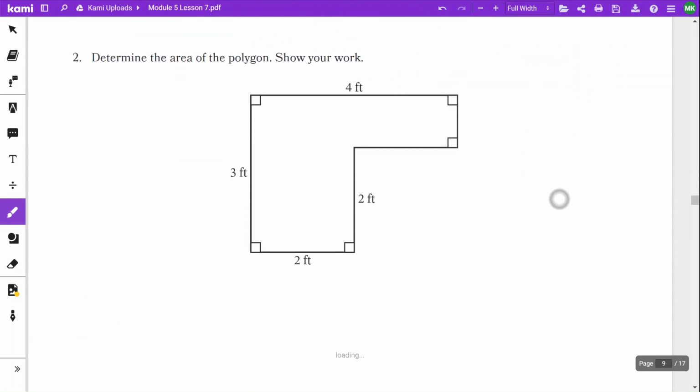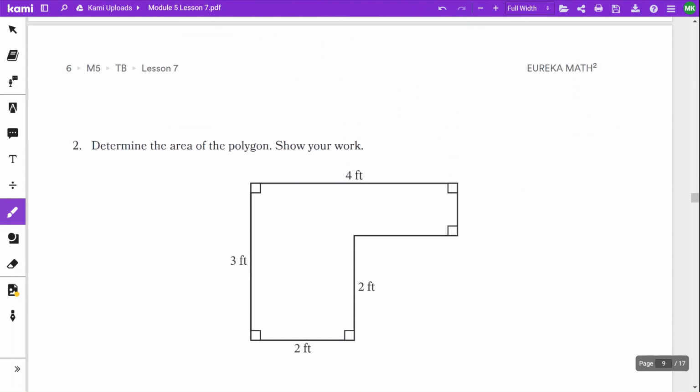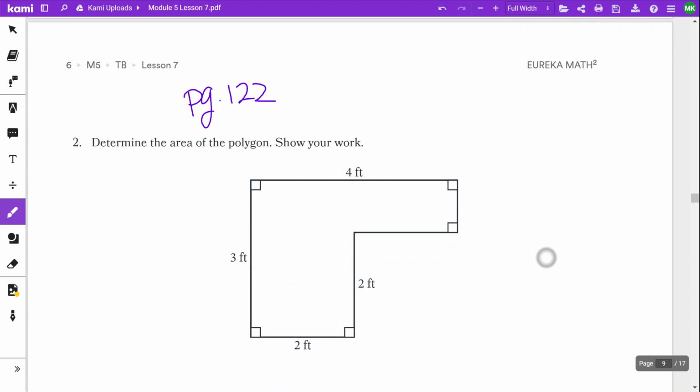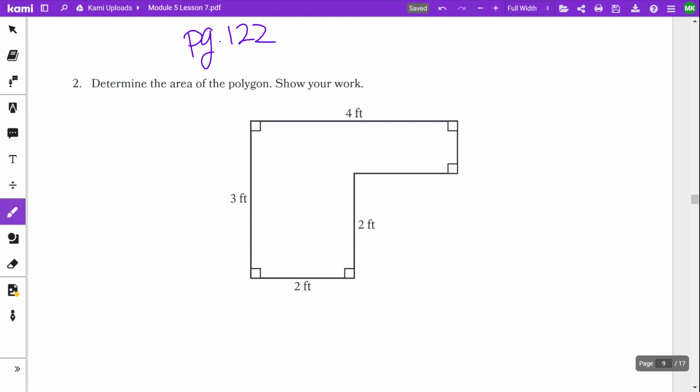Now here, this is page 122, just a different kind of shape. So use your imagination a little bit. What do you want to do? Do you want to make a line right here and find the area of rectangle A and the area of rectangle B and add them up? Or maybe you want to split this shape this way, with a rectangle A here and a rectangle B there.